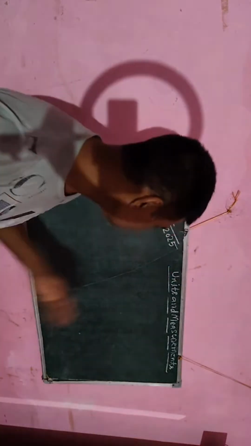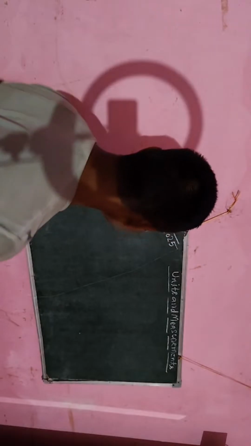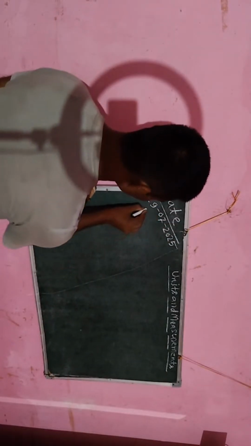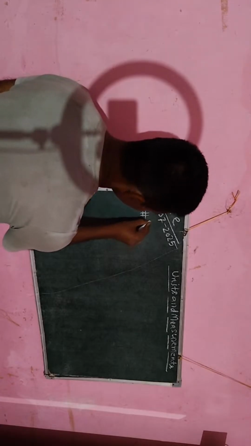Okay students, concentrate on this topic from starting to end for developing your knowledge on this point. This means this chapter, units and measurement, so concentrate here. Now the next point I am going to tell you is derived quantities.